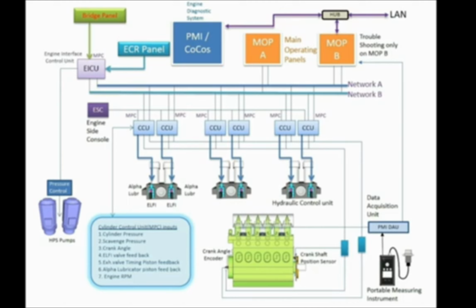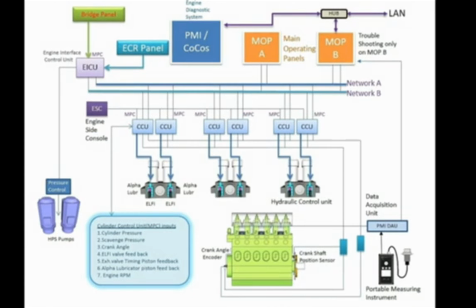One more unit is the EICU, which interfaces with the telegraph units from the bridge and ECR panel, and the EICU also controls the HPS pumps. The high pressure pump is required for the MEB engine, and controlling it is also done by the EICU. Engine side control is also there, and it communicates with all the cylinder control units. In an emergency we can operate from this engine control side. This cylinder control unit also controls the alpha lubricator units for cylinder lubrication.